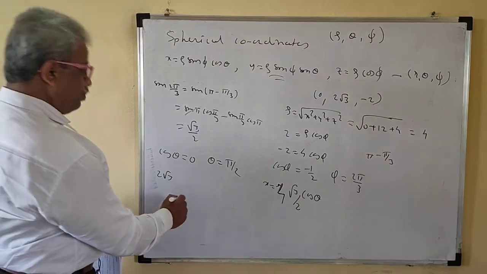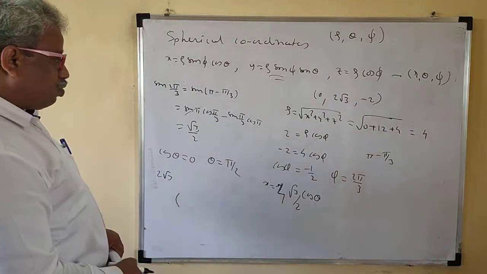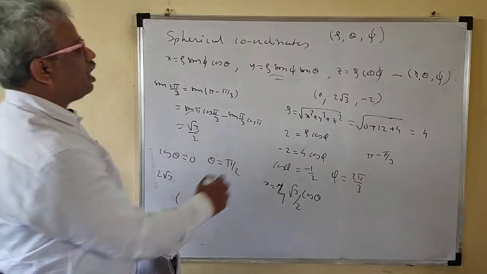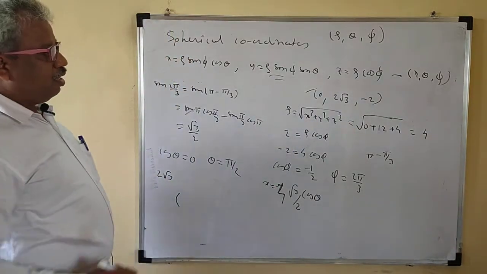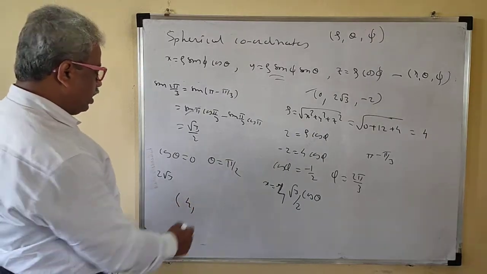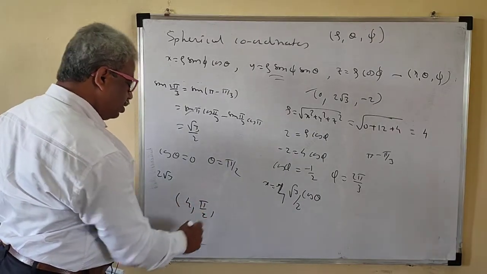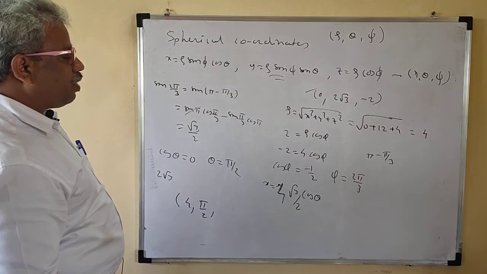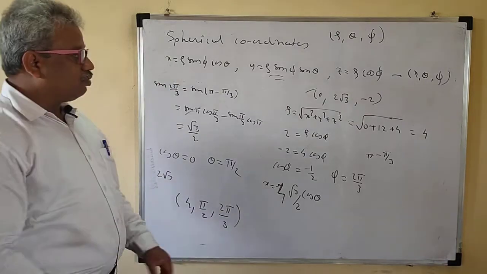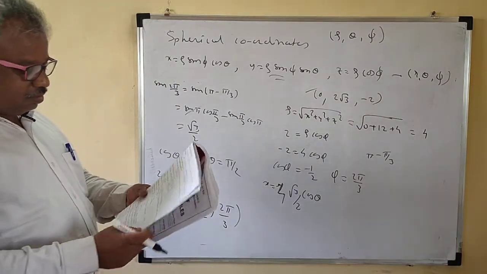So you have given the Cartesian coordinate. What is your x? X is 0. You have to find the spherical coordinate. So your rho is 4 now here. What is your theta? Theta is pi by 2. And your phi is what? Your phi is 2 pi by 3. So in this way you can find this.